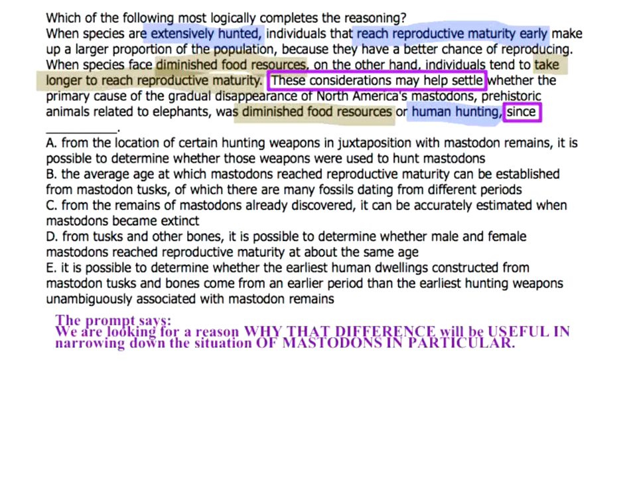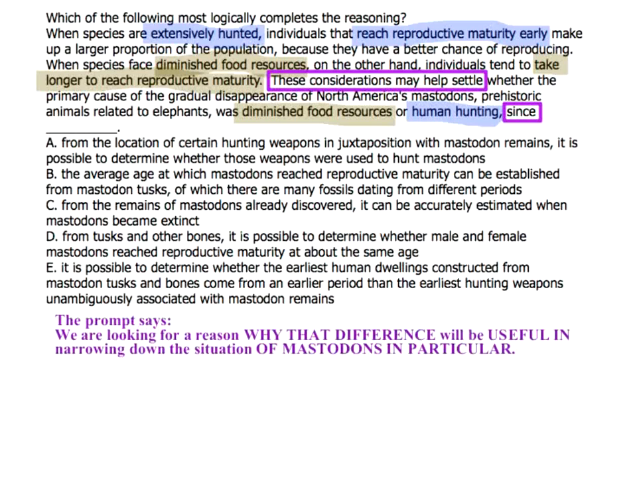So in other words, okay, we know there's a difference. There's a difference that we are absolutely aware of here, which is that when there's a lot of hunting going on, you generally see more of these early maturing individuals. Whereas when there's a food shortage, you see less of that. You see more specimens that grew more slowly. And then the passage is saying that that difference will help us resolve this quandary.